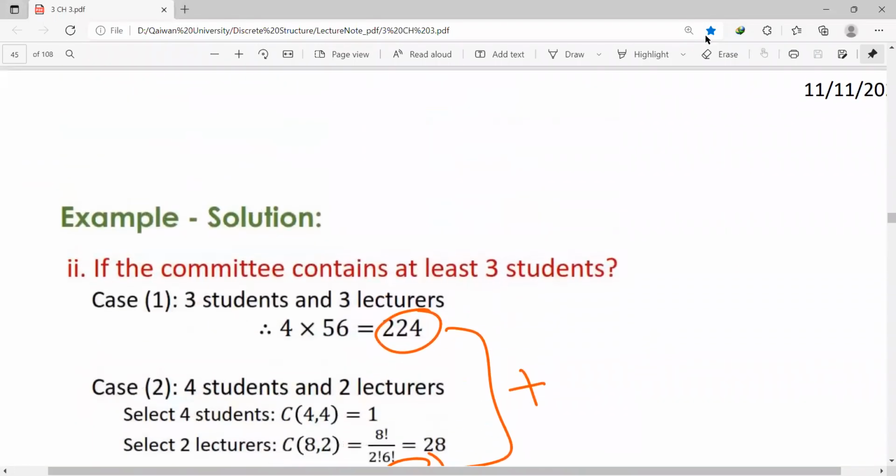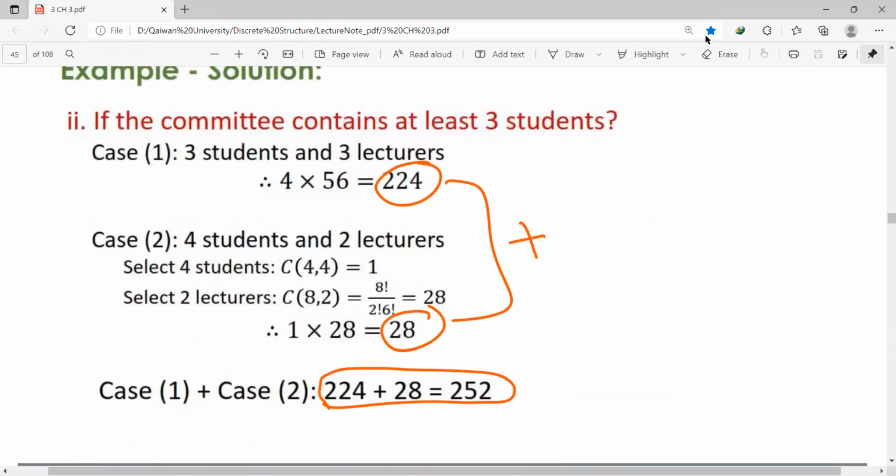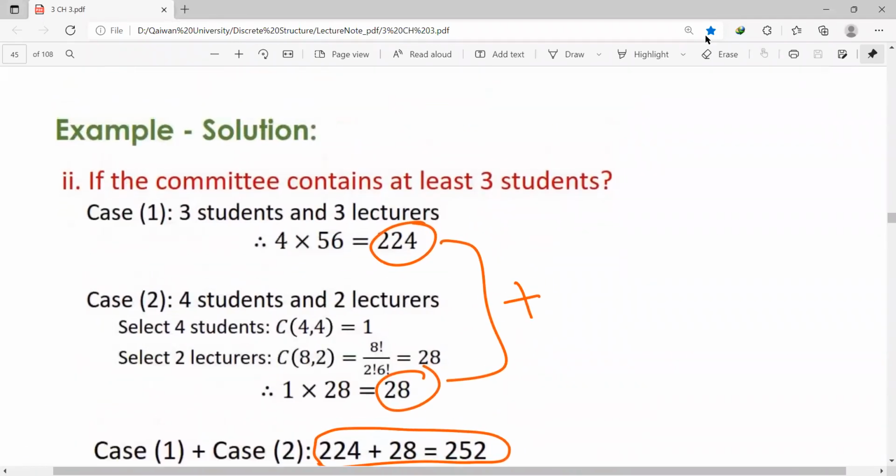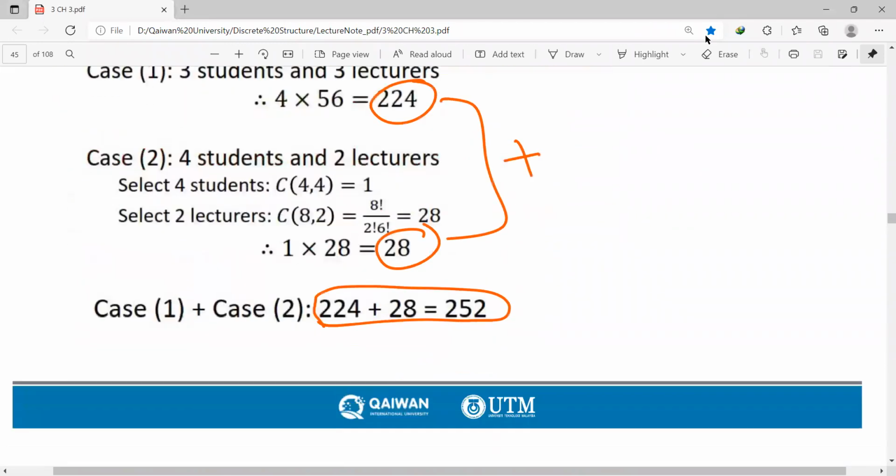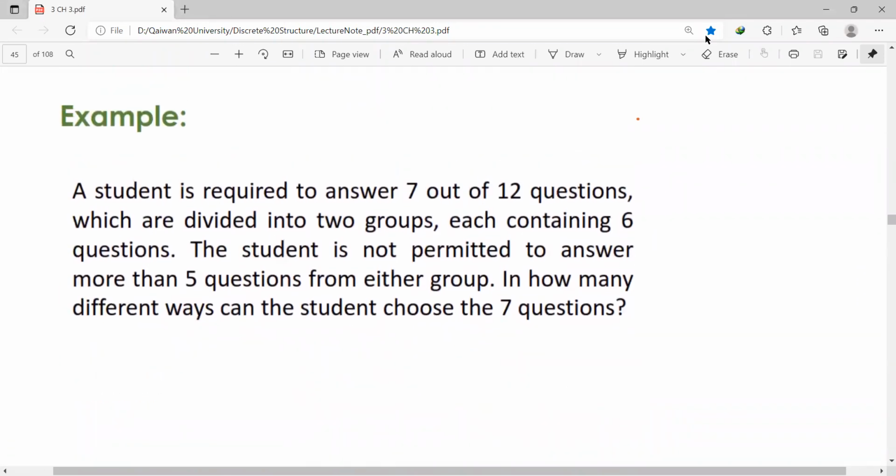In the last lecture, we finished this example. It's about making a committee. And now we have another example.